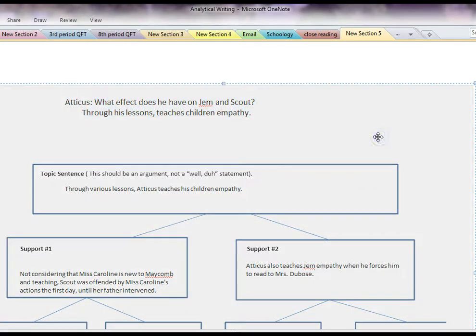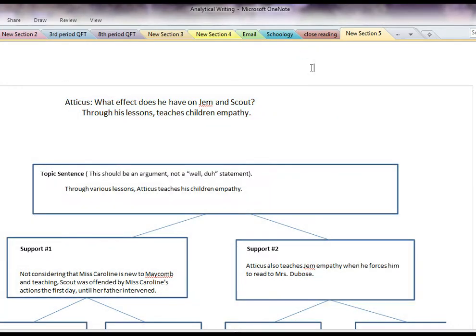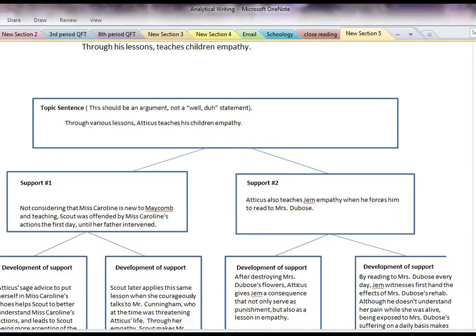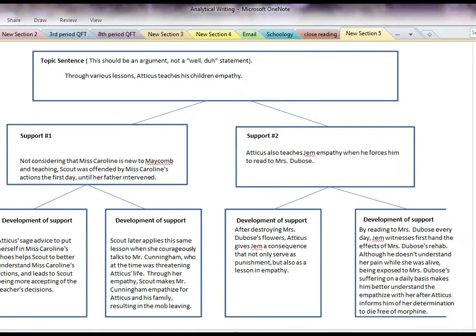So I am going to argue that Atticus, through his lessons, teaches the children empathy. So my topic sentence is, through various lessons, Atticus teaches his children empathy. It's pretty simplistic, but it's a well-done statement because I'm arguing specifically that it's because of these lessons that Atticus teaches empathy, which is the effect he has on his kids.